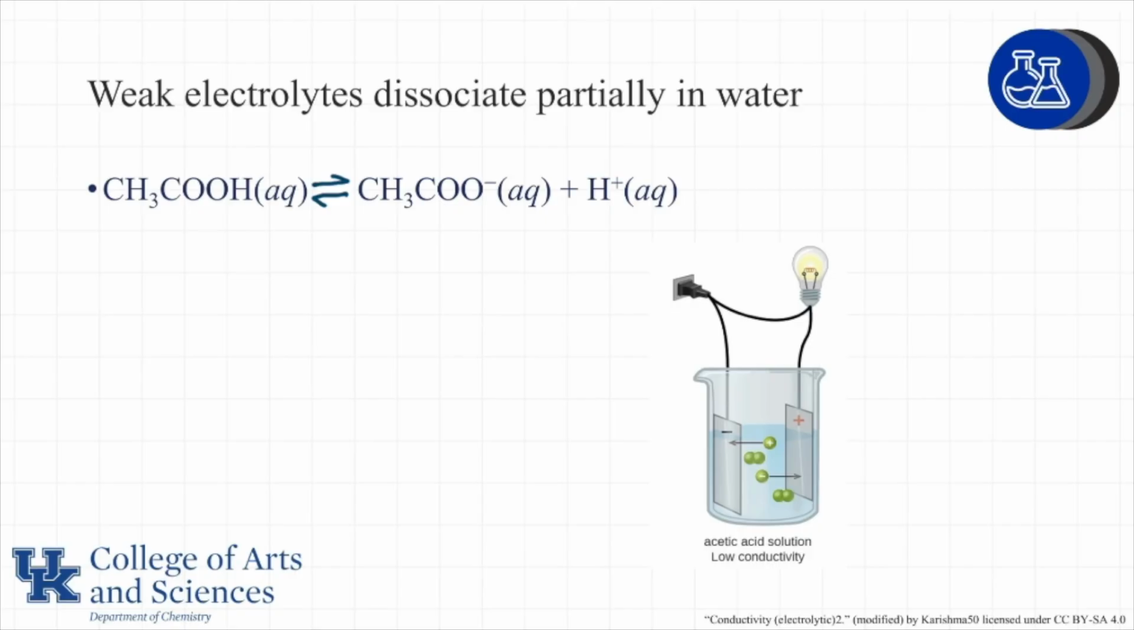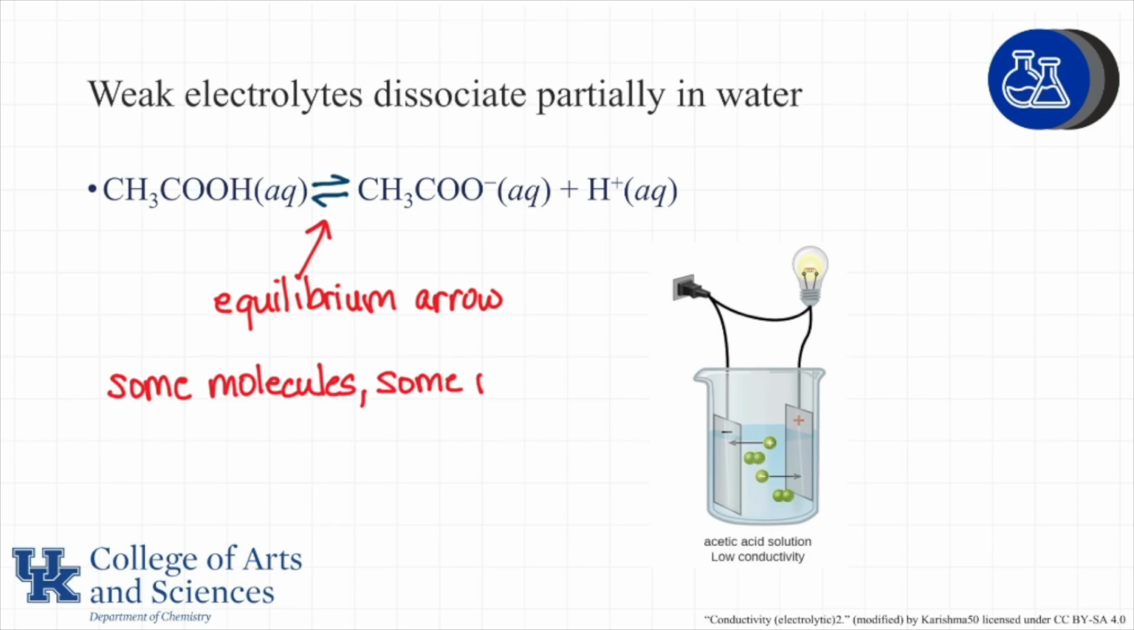When we look at weak electrolytes, we see that they dissociate partially in water. Notice that we have a different looking arrow here, and we call this an equilibrium arrow. This indicates that the reaction is running in both directions. What we're using it for here is to represent that we don't see a complete breaking apart of that molecule. What we see in solution is that we have some molecules and some ions in the solution. There are some ions which can conduct electricity, but we see that it is a very low conductivity because there are fewer ions than in the strong electrolyte. And as a result, we have a dimly lit bulb because there are not enough charge carriers in the solution.